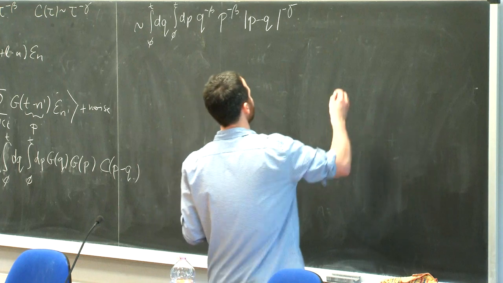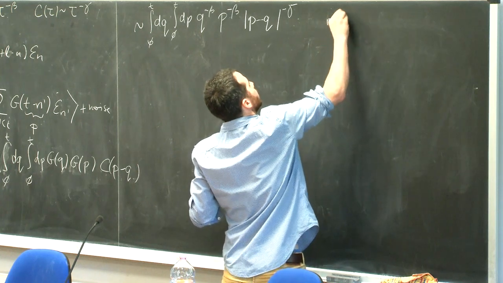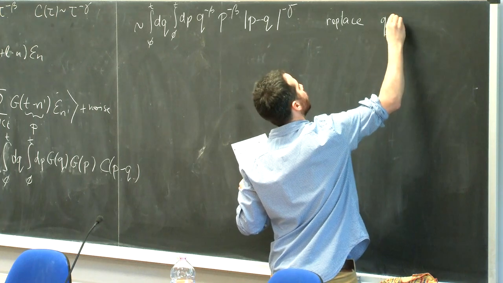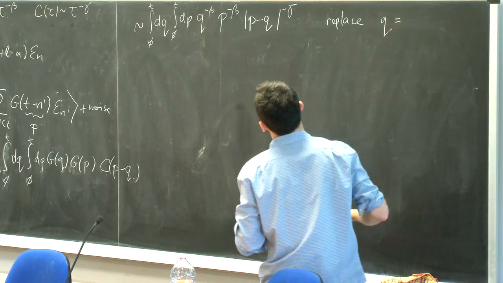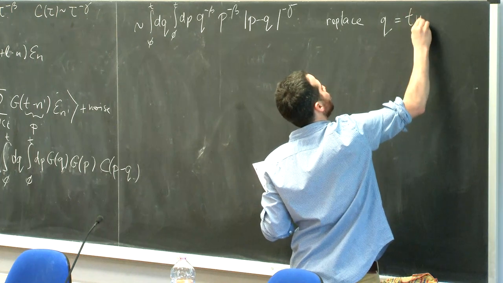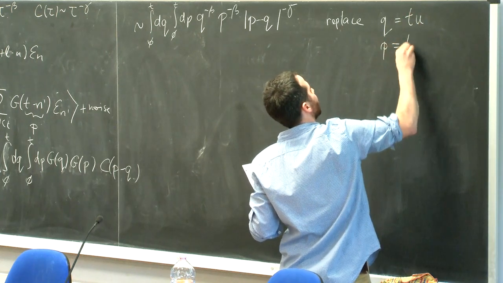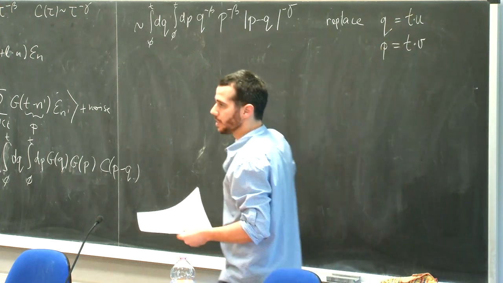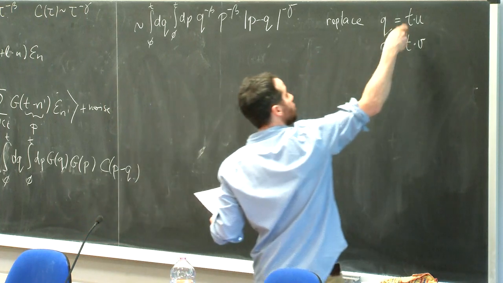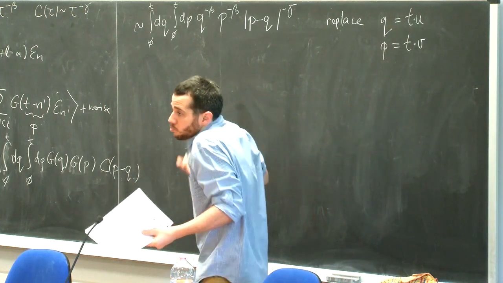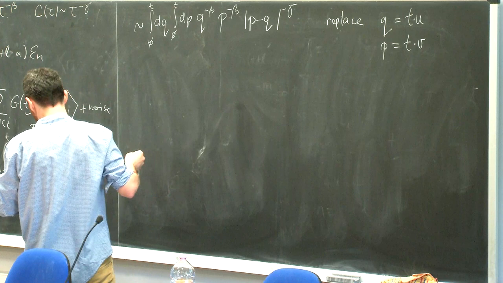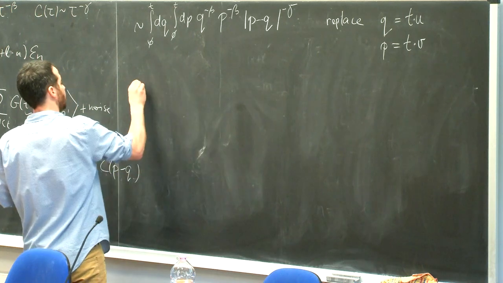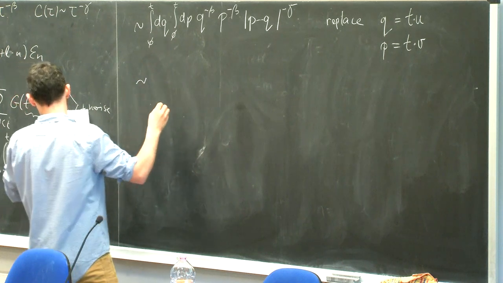So actually, if you do a replacement here, you can say Q will be some T times U, and P will be something like T times V. So I'm just taking U and V, which will be between 0 and 1, as a change of variables. Then what I get is the following. I write the final thing, which will be the following.